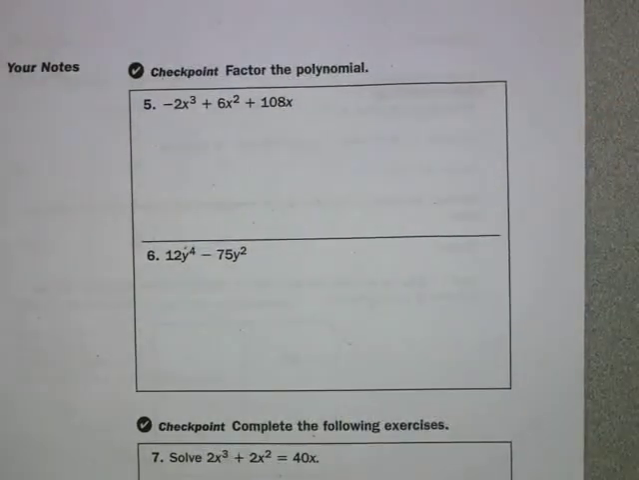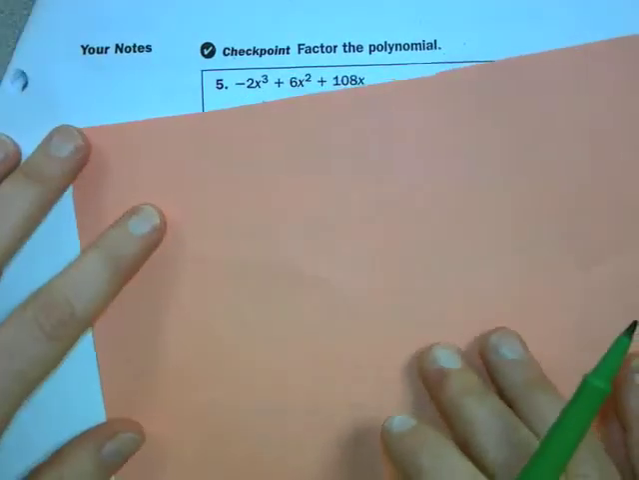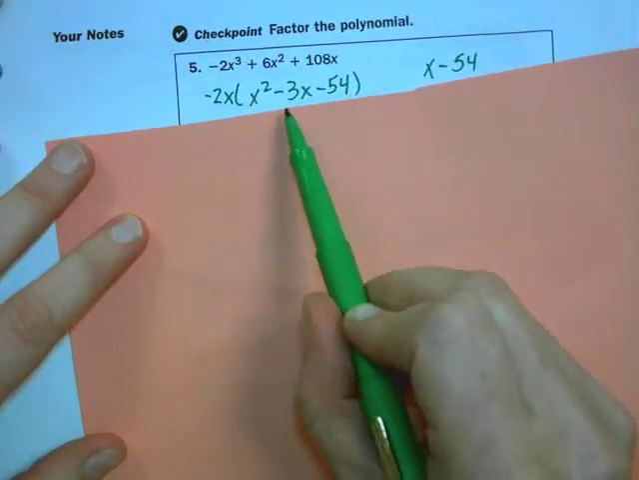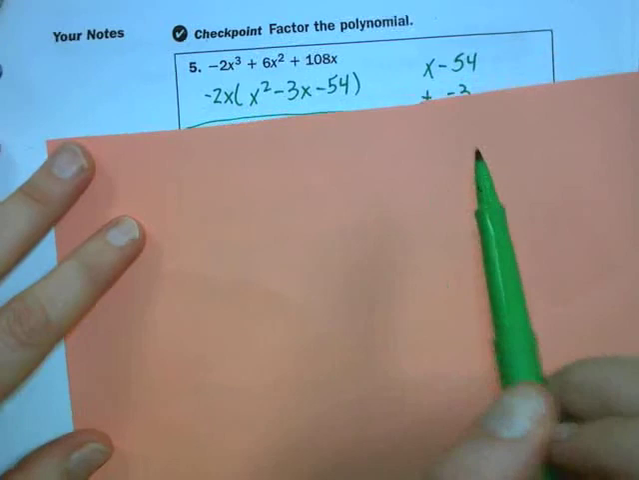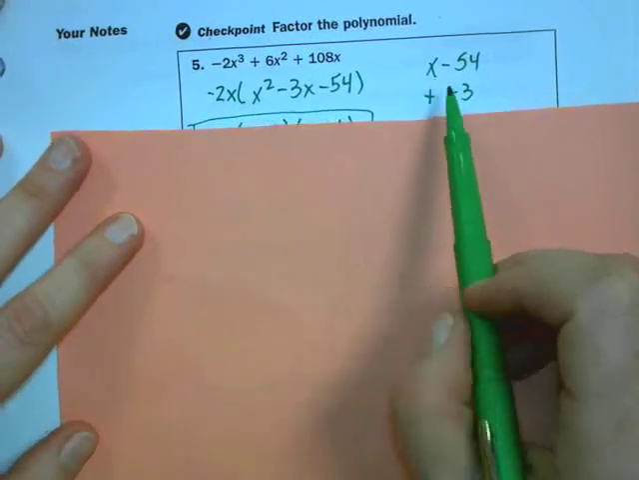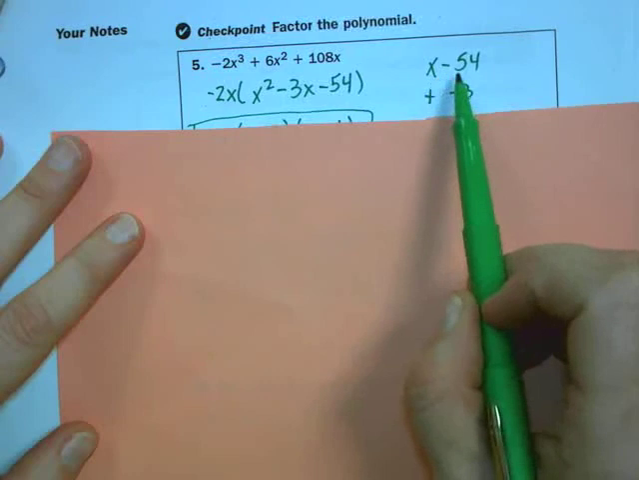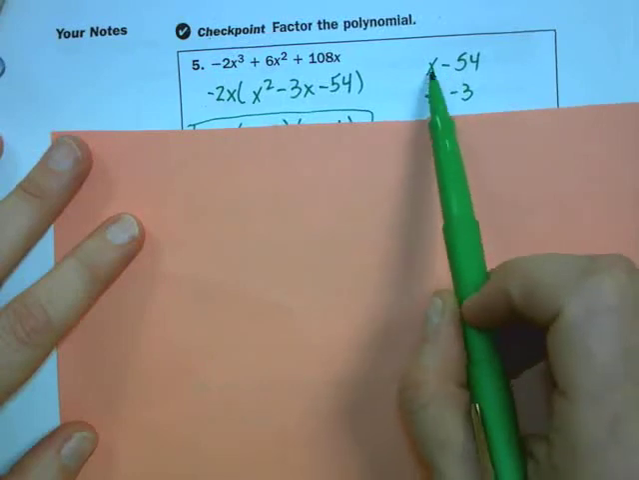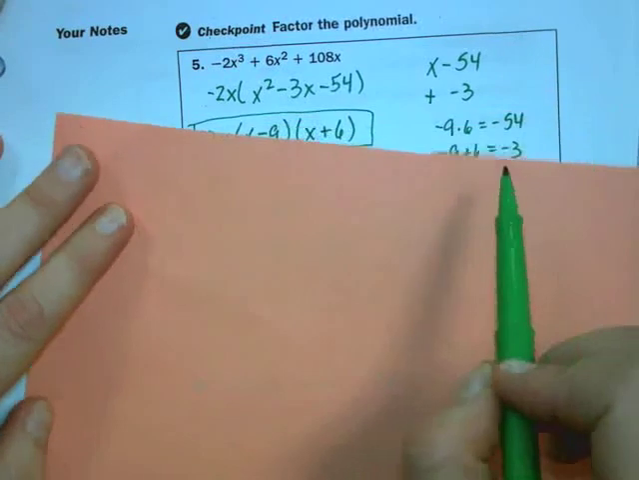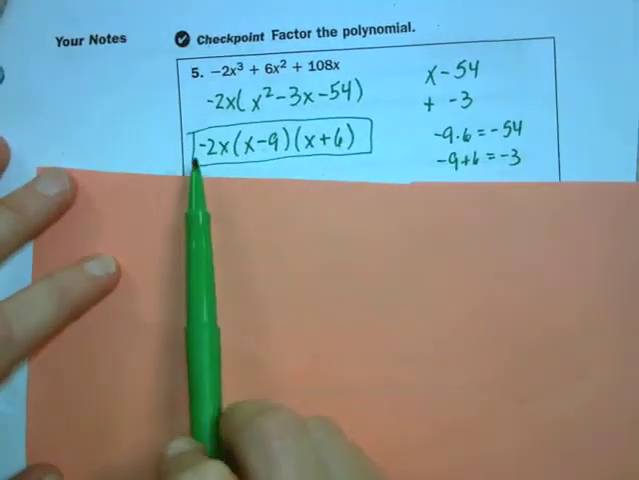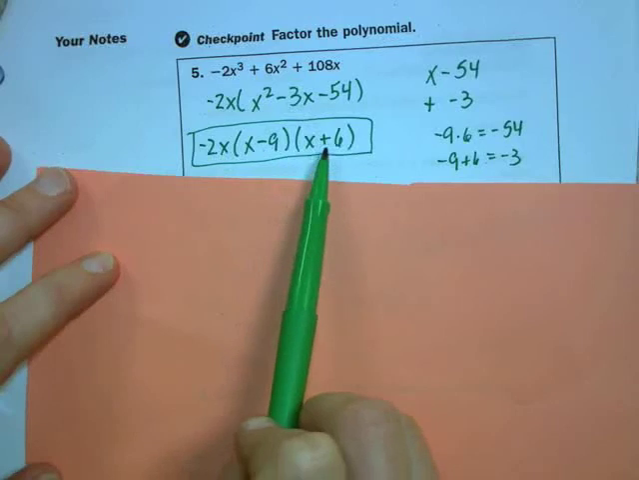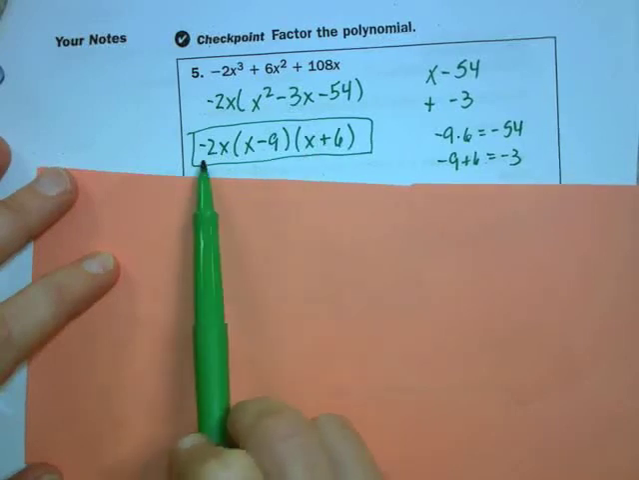Okay, so checking these, the greatest common factor, first of all, is -2x. You're left with x squared minus 3x minus 54. It's not a perfect square trinomial, so I need to do my product and sum here: what multiplies to -54 and adds to -3, and that's -9 and 6. So it's -2x times the quantity of x minus 9 times the quantity of x plus 6. And remember, these can be in either order. The GCF always goes out in front.